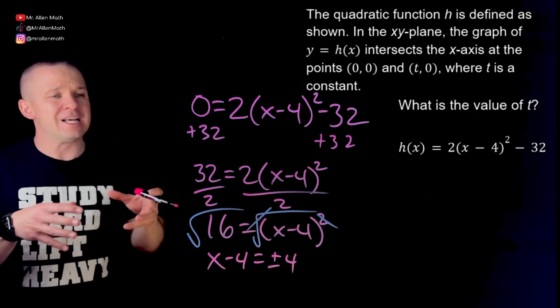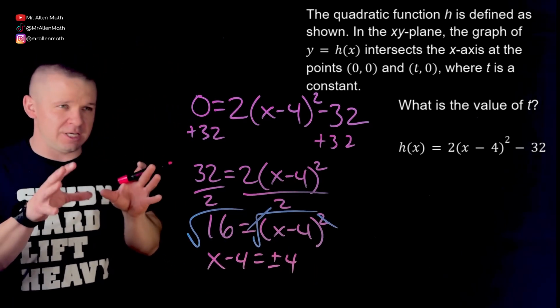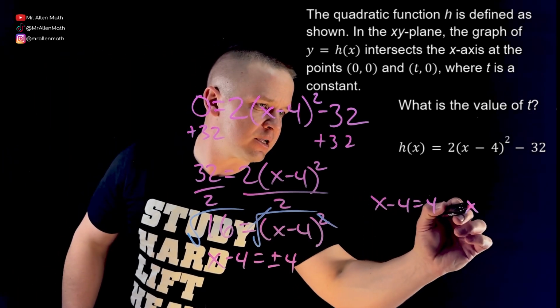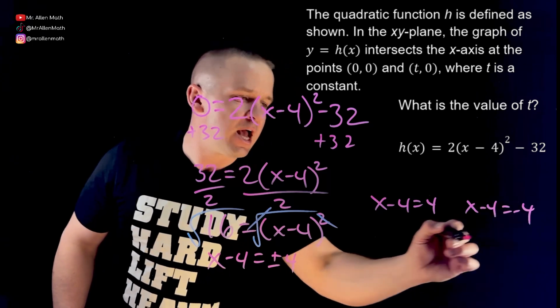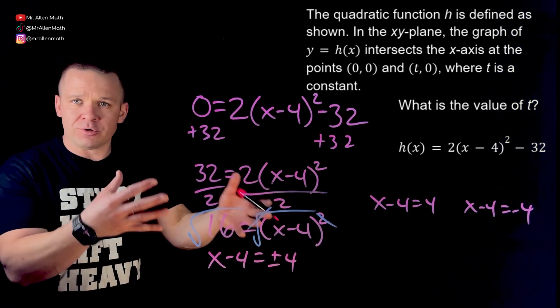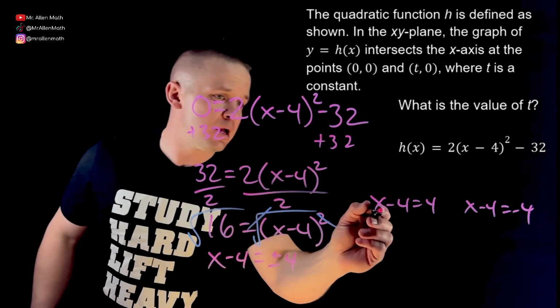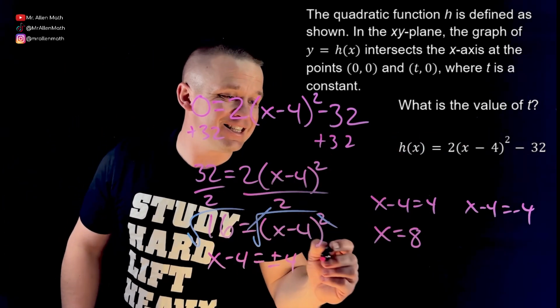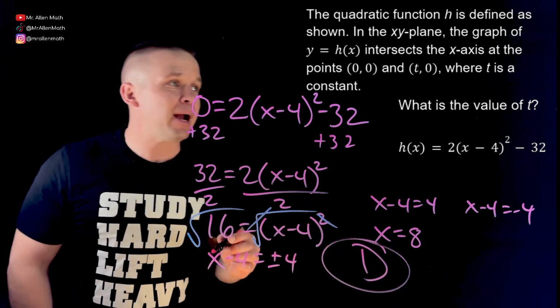Now, it might be a little bit easier to see this as x minus 4 equals 4 and x minus 4 equals negative 4. And if you already know your answer right now, just pop it in, right? We're good. But I'm just showing you guys the full explanation here. I'm going to add 4 over here. We get 8. Obviously, that's the answer right now. We got D. Choice D is my answer for this one.